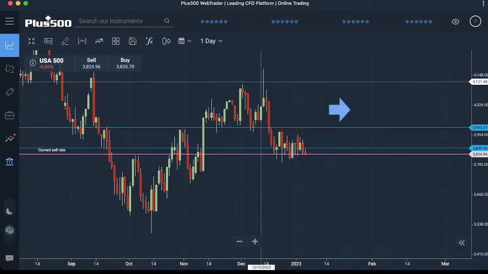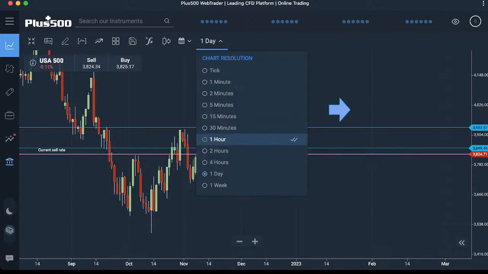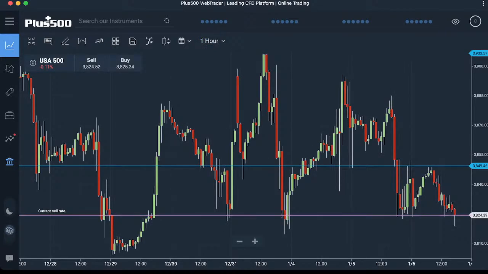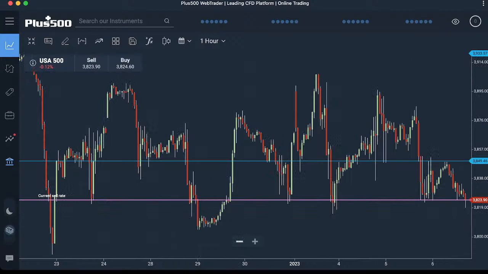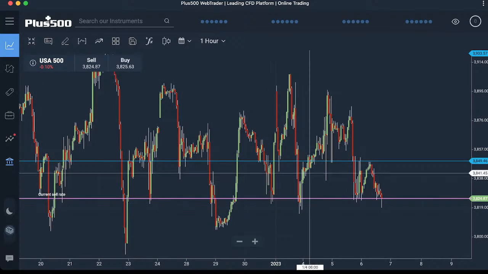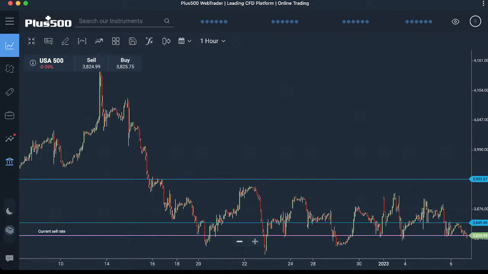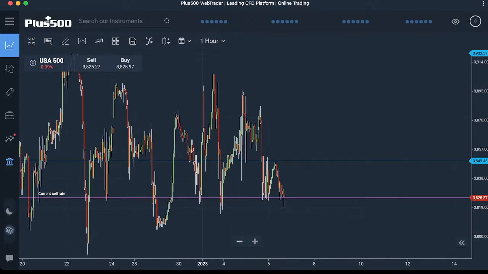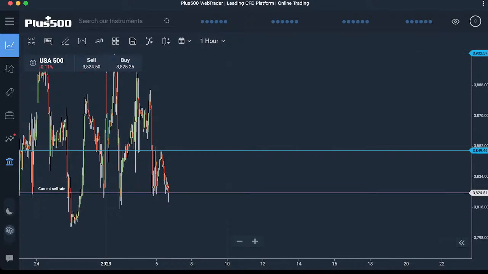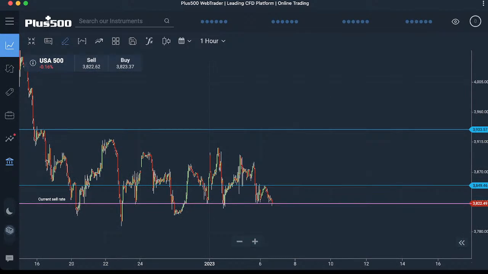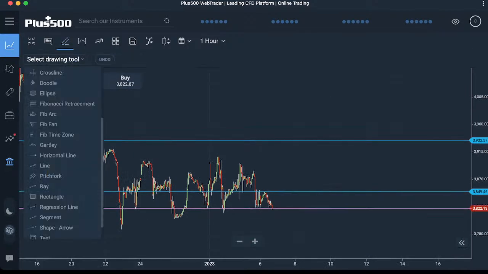Now I'm moving to the 1 hour chart, and we have only 2 minutes to the NFP release. So just consider these 2 daily levels, which are very important, and wait for the NFP release. We have 1 minute to NFP release.